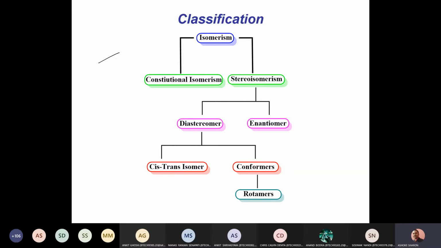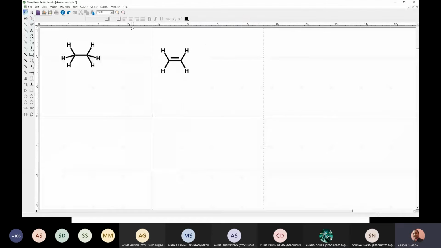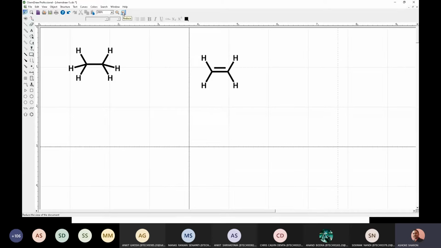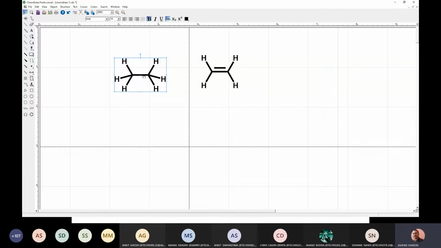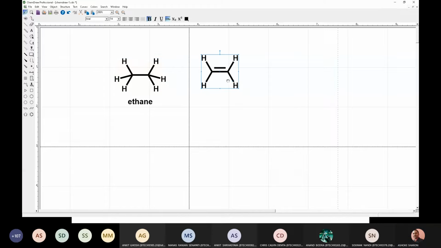Let me start with one example, when we say connectivity. So let's see the example. If I say you have two compounds, one is ethane, and the other compound is ethene. So what is the basic difference between these two?